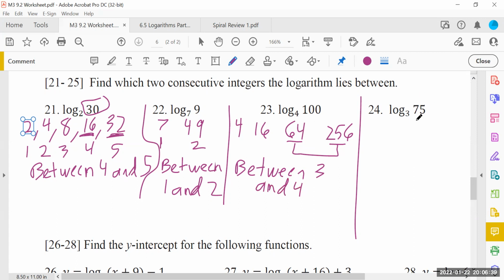Log base 3 of 75 then. Okay, 3 to the 1st power. We were just doing these earlier, like the first problem. 1st power, 2nd power, 3rd, oops, too far. 3rd power. Make sure I'm doing that right. Yeah, 3rd power. 4th power. Okay, right there, in between 3 and 4.